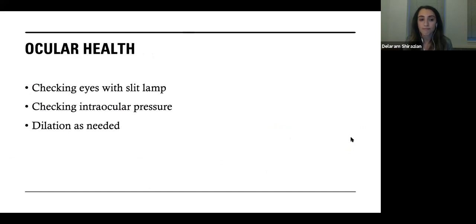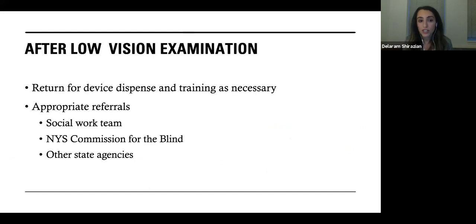So after the low vision exam, you can return for the device dispense and training as necessary. We never just want to give you a device and have you go home with it. We want to make sure that you're able to use the device properly. And then we make the appropriate referrals, both to our social work team, the Commission for the Blind, or other state agencies, at least in New York State.